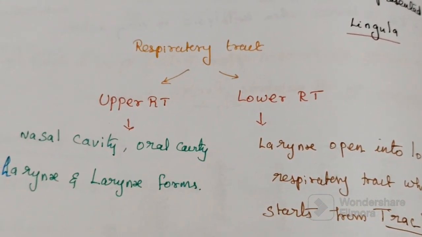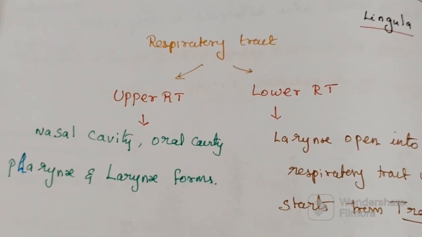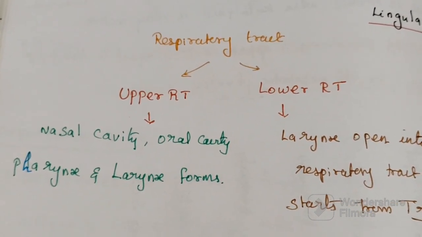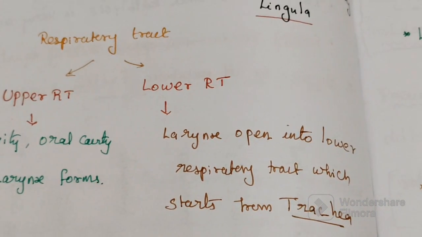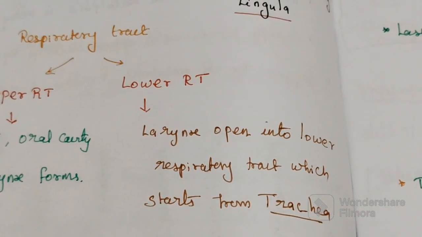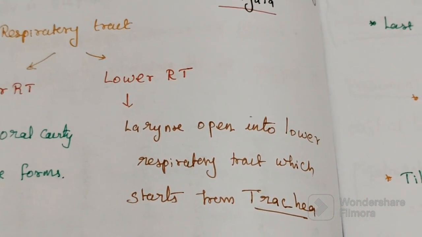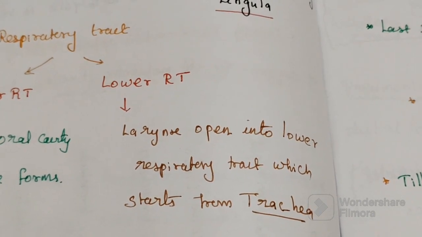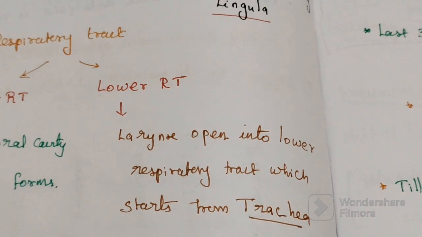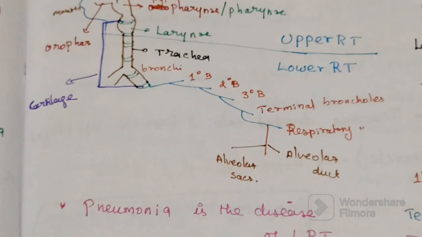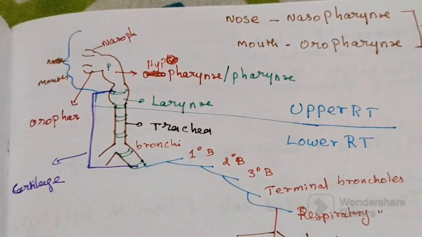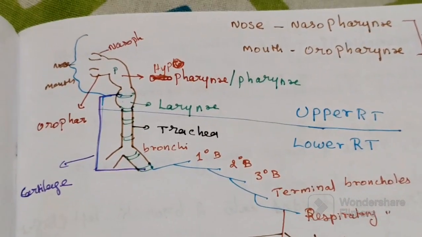What are the things considered as the upper respiratory system? Nasal cavity, oral cavity, then pharynx and larynx. Lower respiratory system: the larynx opens into the lower respiratory tract, which starts from the trachea. So now what is the meaning of upper respiratory tract and lower respiratory tract?